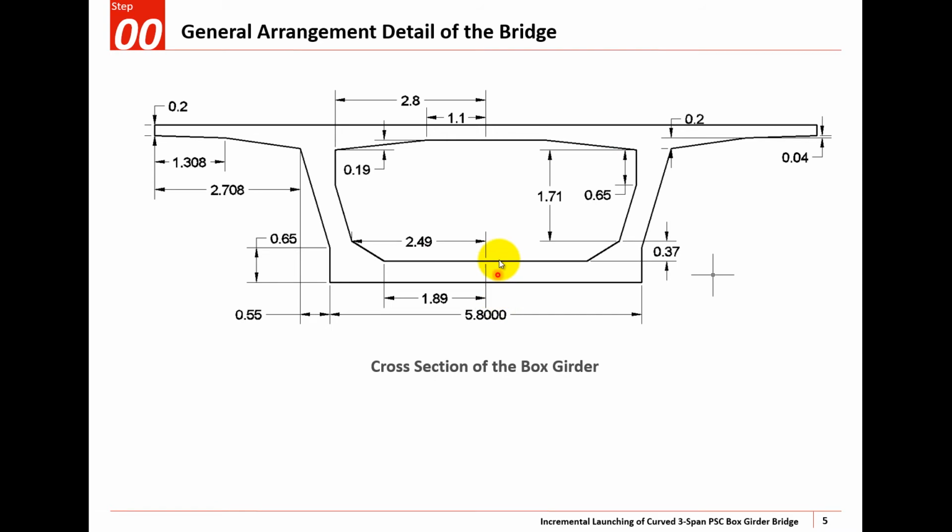So this would be the cross section of the box girder that I'll be using in my model. Generally the ILM bridges would be straight or have constant horizontal and vertical curvatures to ease the launching process.